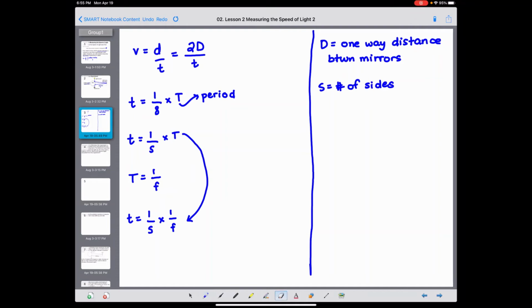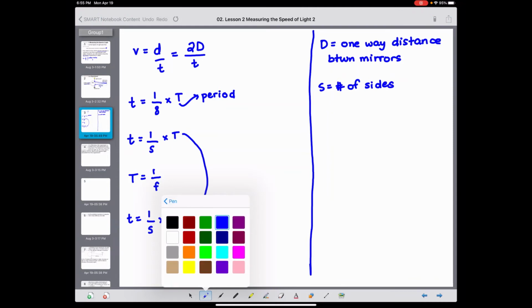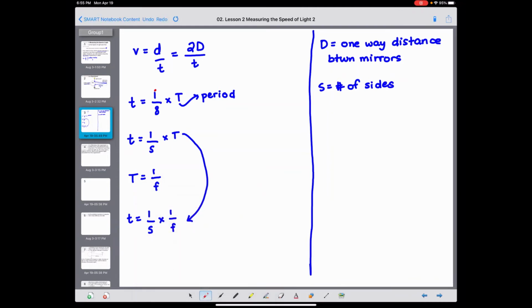So we're gonna make one more change here. Up here, instead of writing 1/8, I could have written 2/8, or I could have written 3/8 or whatever. And so we're going to change this to N, where N is the number of sides the mirror shifts by. And so that's going to actually change this. So instead of being 1 over S, we're going to write N over S.